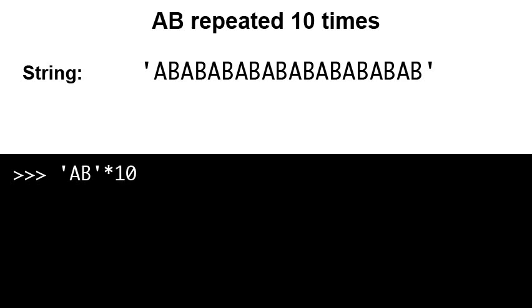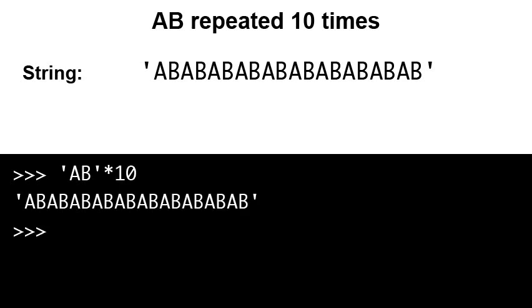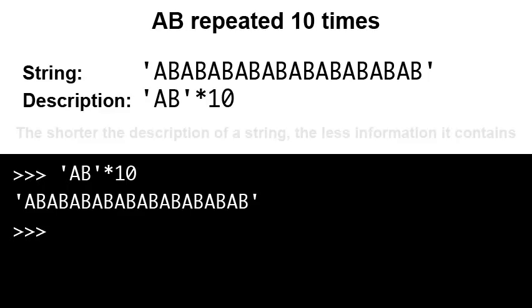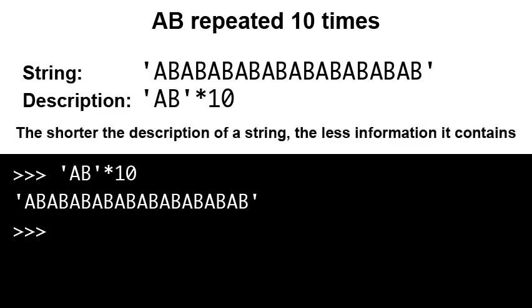When we hit return, it generates the original string, and the instructions we entered were shorter than entering the entire string. Those instructions were a description of the string, "AB" times 10. Because there's a lot of repetition in that string, it's not very complex. It doesn't contain that much information, and the description is shorter than the string itself.